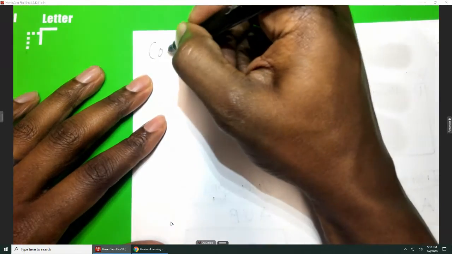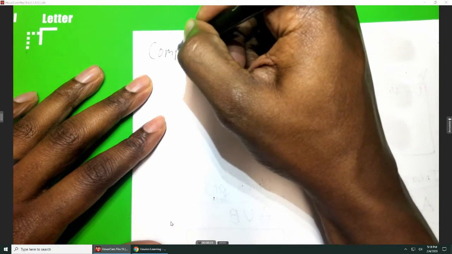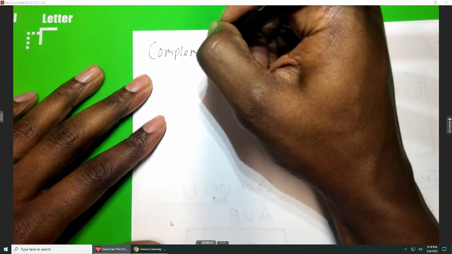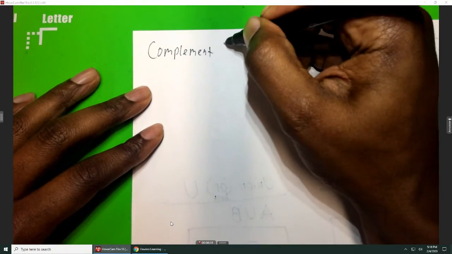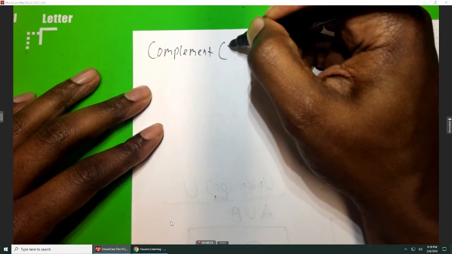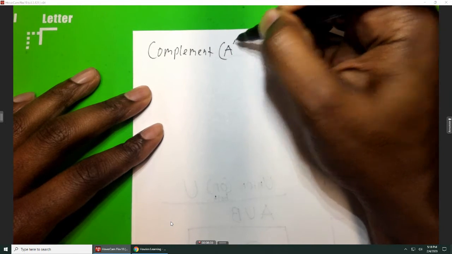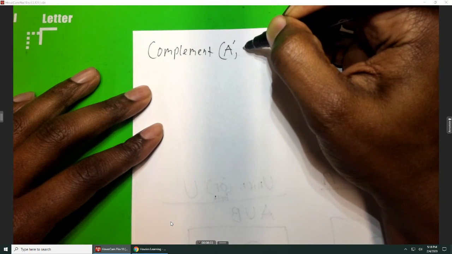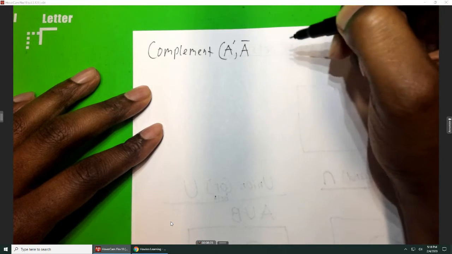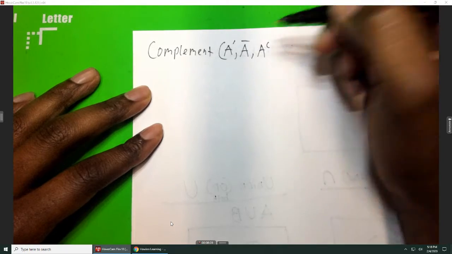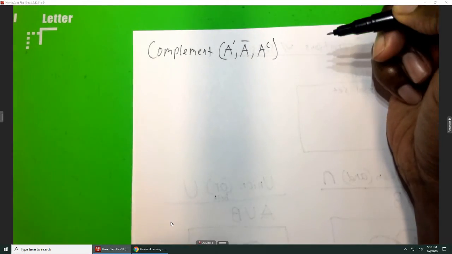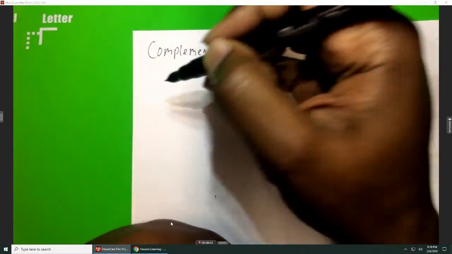Complement. Complement is denoted by, let's just say, I'm going to use the set A. You might see a little apostrophe, you might see a vertical bar, you might see a little C. I'm probably going to be using this apostrophe here. Complement means everything except that element.